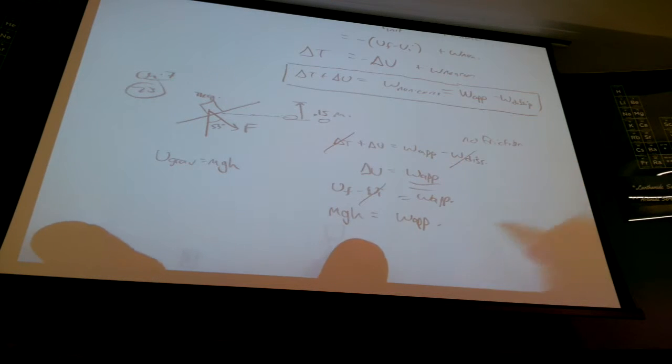So this is very simple. The work applied is whatever the change in gravitational potential energy is. This is kind of a trivial problem, but it shows you the system that I use.